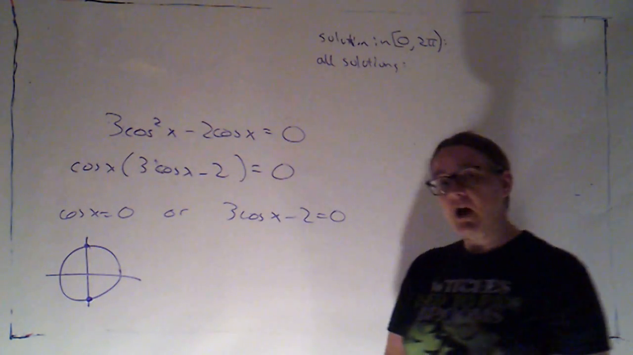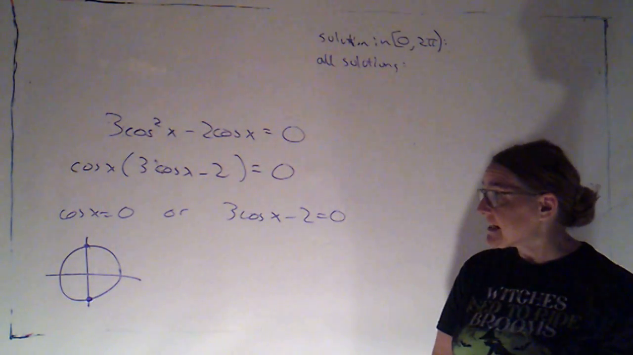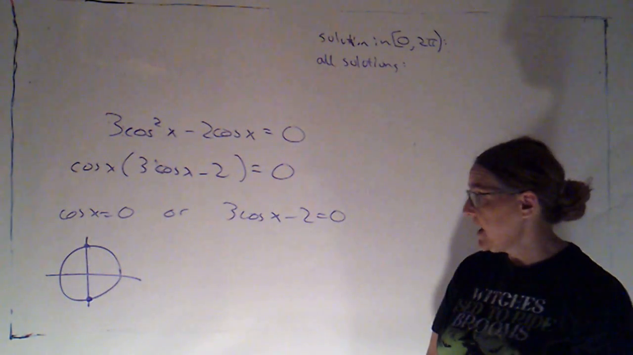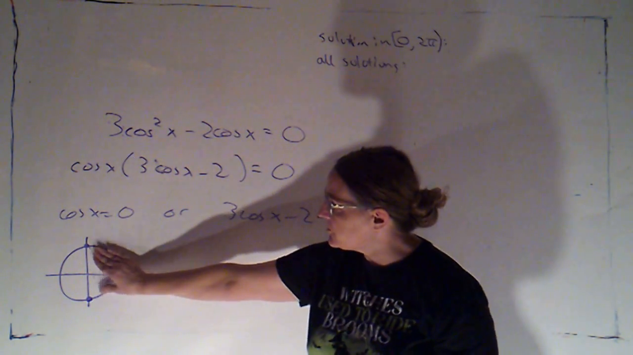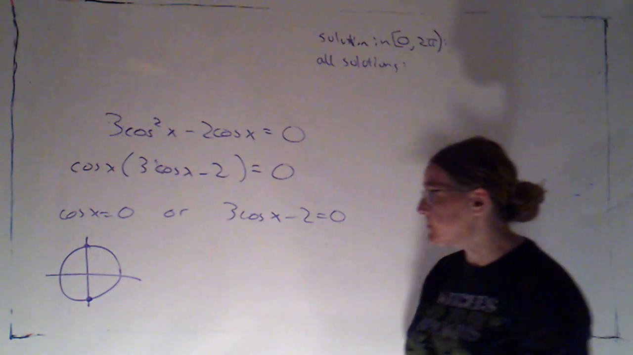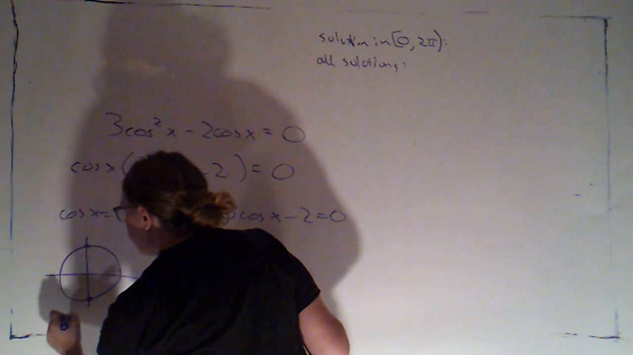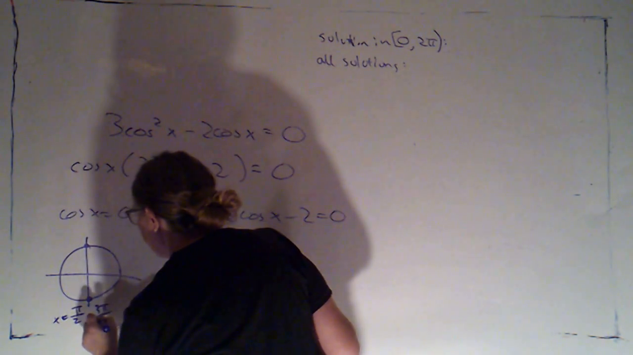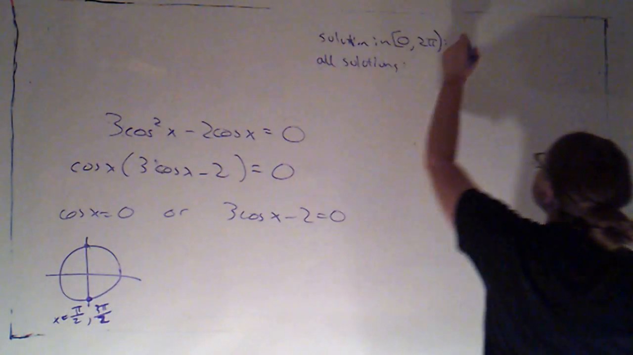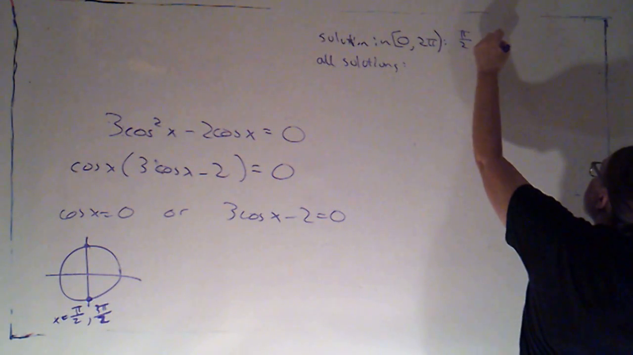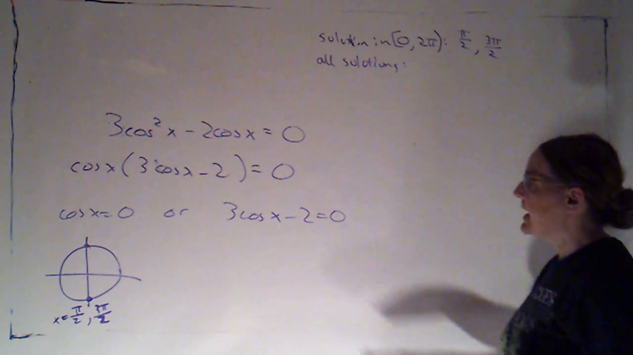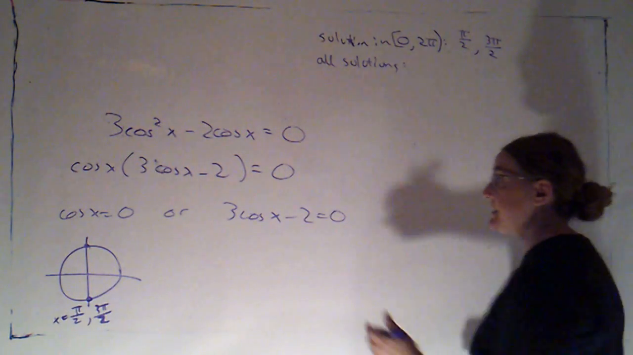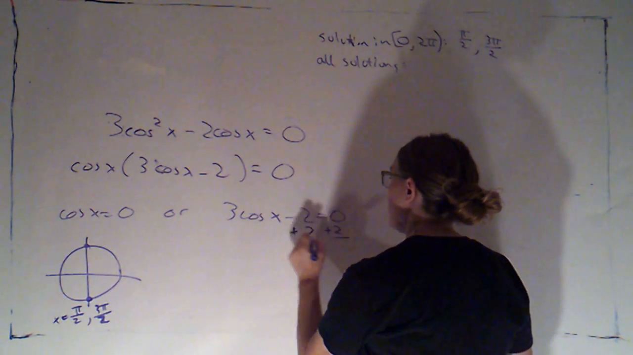So remembering that cosine is where the x value on the unit circle is 0. That occurs anytime my angle's terminal ray passes through one of those points. The two angles between 0 and 2 pi where that happens would be pi over 2 and 3 pi over 2.